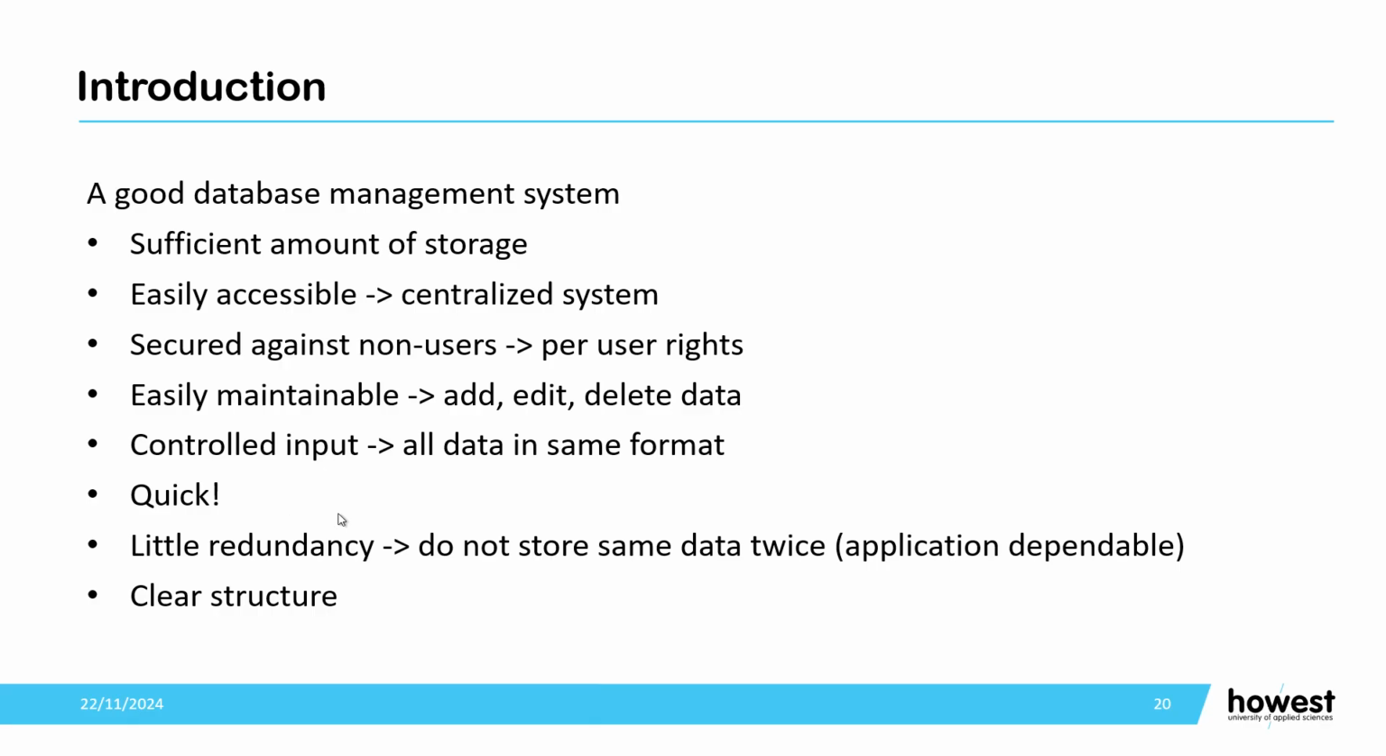Preferably, it's also quite quick. Think about the Facebook example. I don't want to be waiting minutes before I load my page that I get all the data. I want to have it fast, and the faster, the better. Little redundancy I already mentioned, but this is again dependent on application and also the database system that you use. MongoDB will have redundancy, and preferably we also want to have a clear structure, so that it's not too difficult to use.